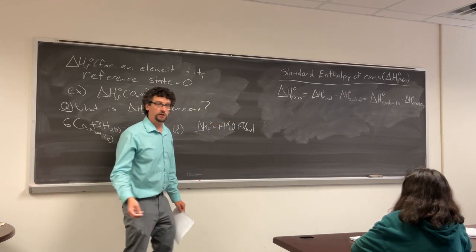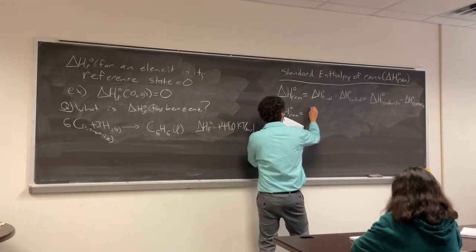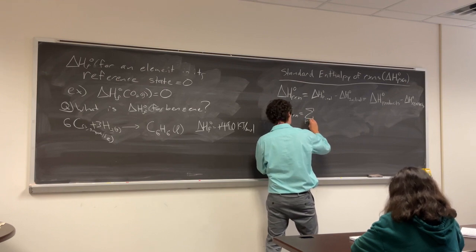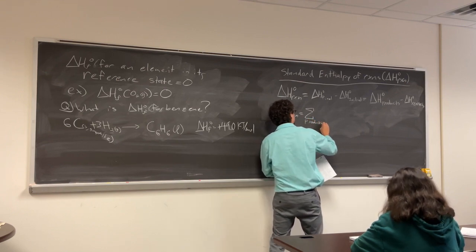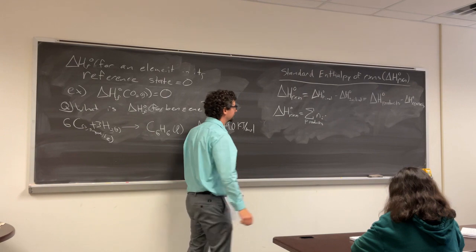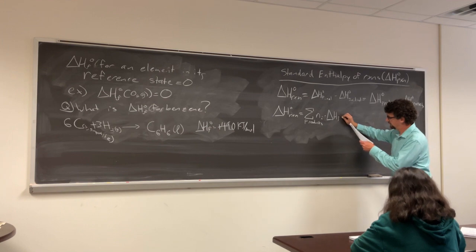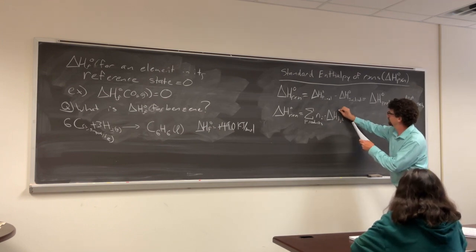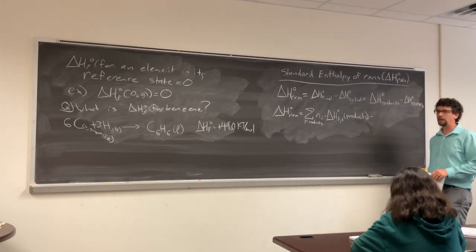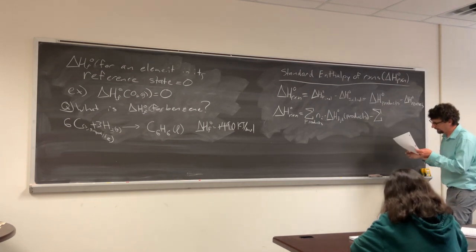If we wanted to make a summation associated with this, we have a summation sign where we sum over all products. We take the stoichiometric coefficient associated with those products and multiply them by the heat of formation of the products. And then we would just subtract off the same thing for reactants. I think I give them the symbol M.